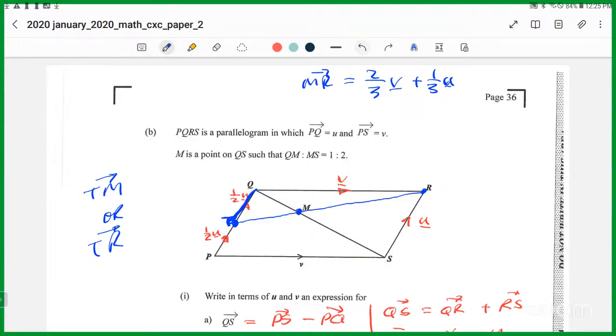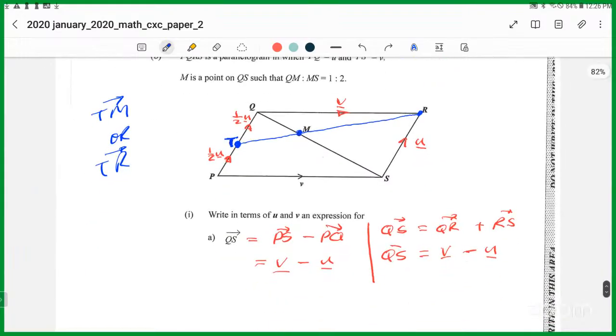If you were to do TM right here, you have to calculate, because to get TM you have to work out this vector to come to here, and then this vector, and add them. You have to do work. But to go from T to R, there's no calculation needed. It is obvious. It is half U plus V. Because you use half U to take you up to Q, and the V takes you from Q to R. Simple as that. That is the reason. So TR, even though it's a longer one, is the easier one to find right now. No calculation needed. So we're going to be using TR, which is half U plus V.